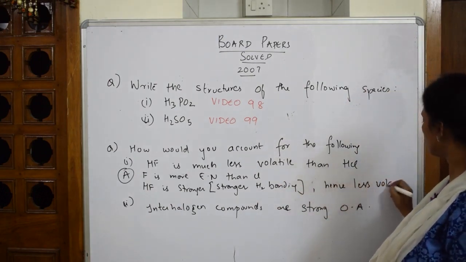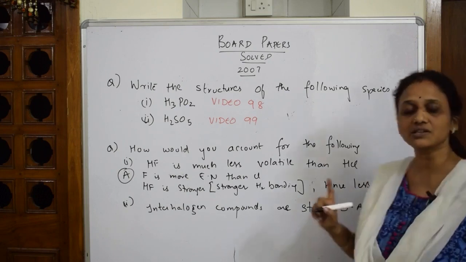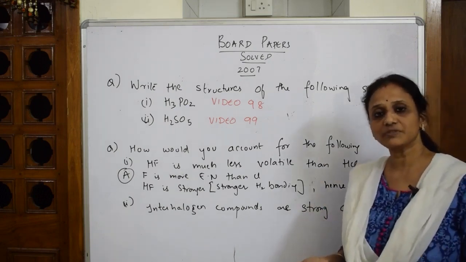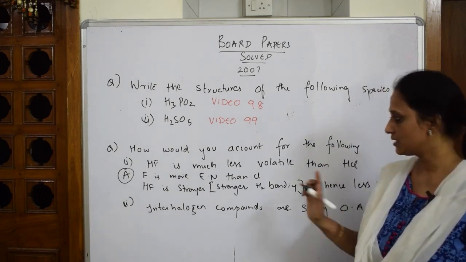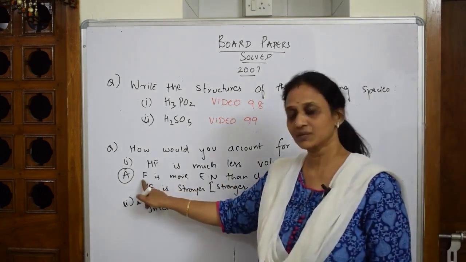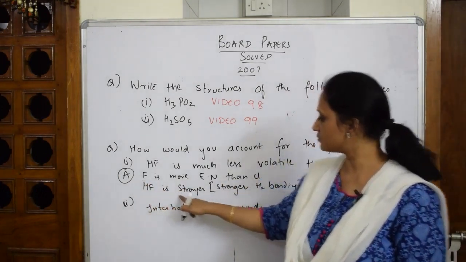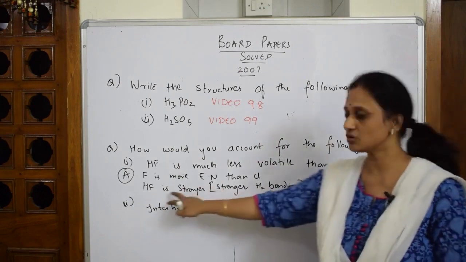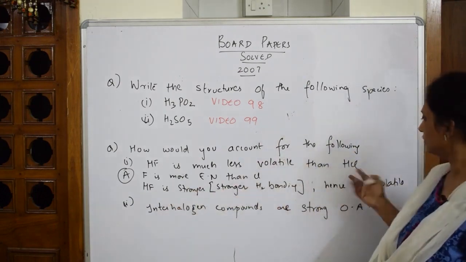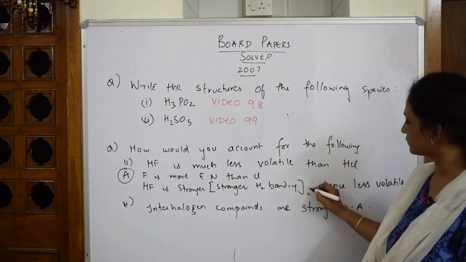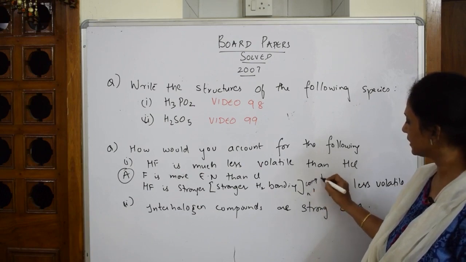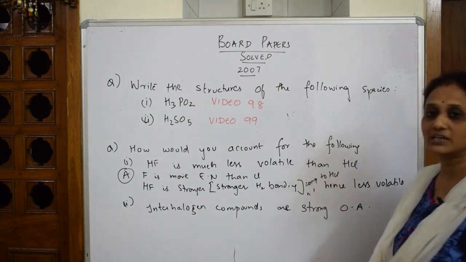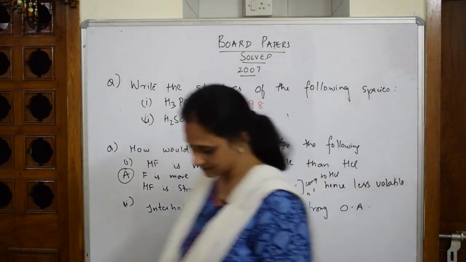You have to write only 2 lines which are relevant to the answer. Don't write big paragraphs. You will not find time to finish off the 70 marks paper. Start in terms of F, or end in terms of hydrogen bonding, stronger in HF compared to HCl. You can write that also. Hence less volatile. That's it. Now let's come back and see the next question.